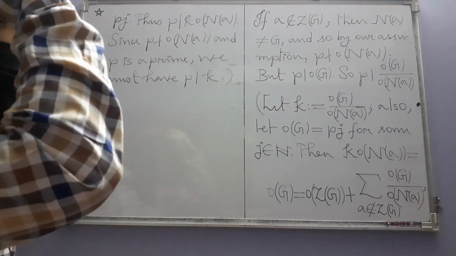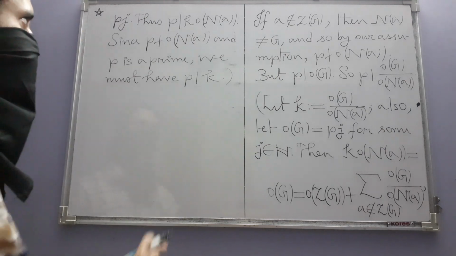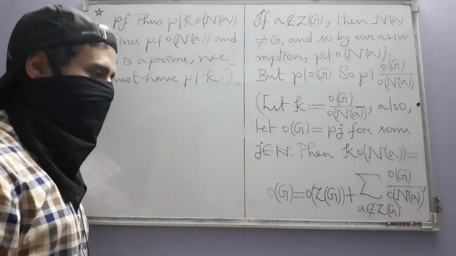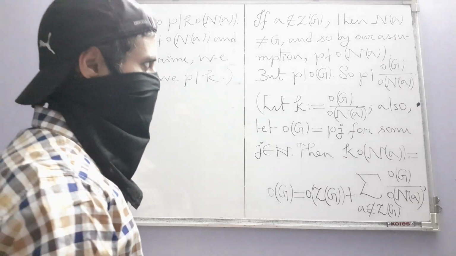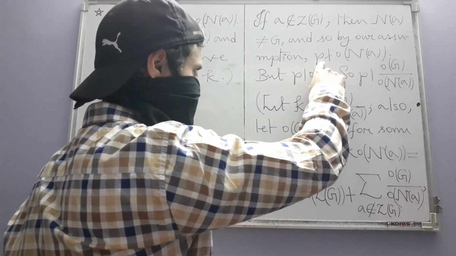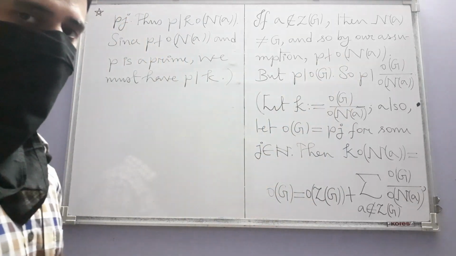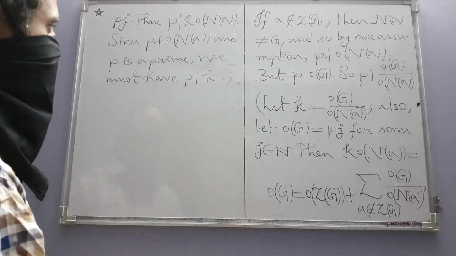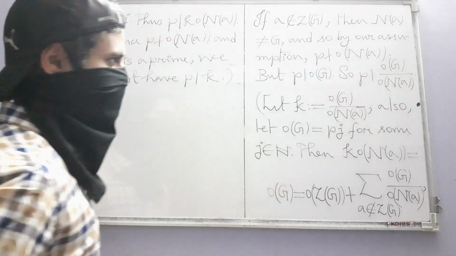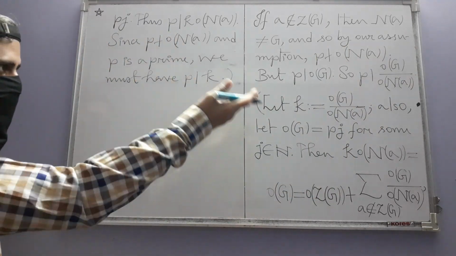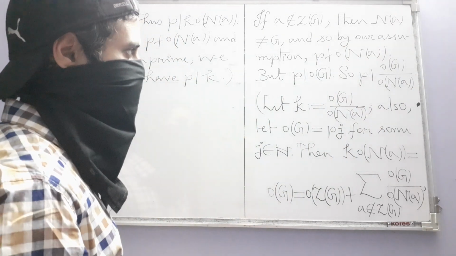That's because we know that when a prime divides a product of two integers, then it has to divide at least one of them. So if it's already given that it does not divide one of them, then it has to divide the other. So that's why P has to divide K. And from there we are getting this. So this is the explanation behind that conclusion.